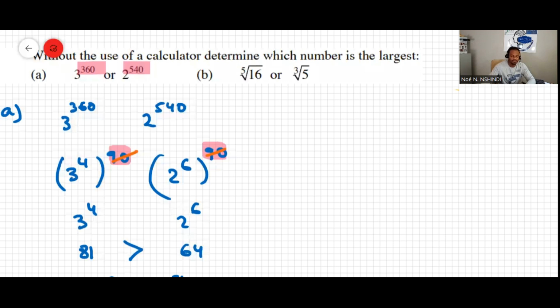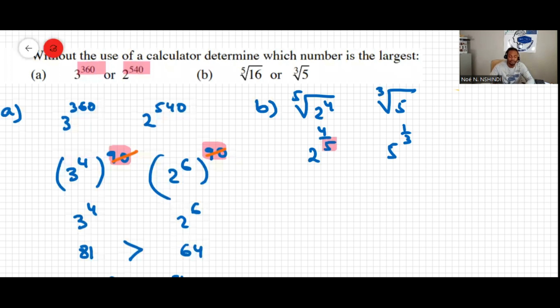Now let's do B. The fifth root of 16 can be written as: 16 is 2 to the power of 4, and then the cube root of 5 there. Now this can be written as 2 to the power of 4 over 5, and there it's 5 to the 1 over 3. Okay, we can write this with a common denominator.